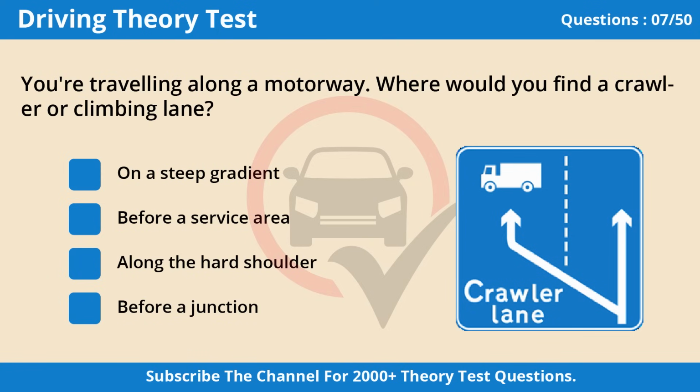Where would you find a crawler or climbing lane? A. On a steep gradient. B. Before a service area. C. Along the hard shoulder. D. Before a junction.